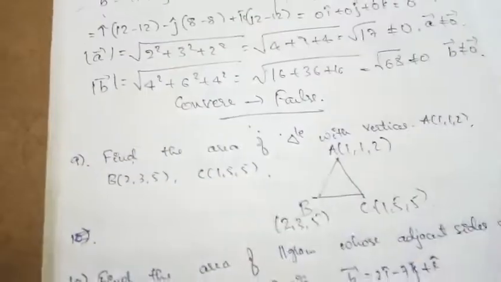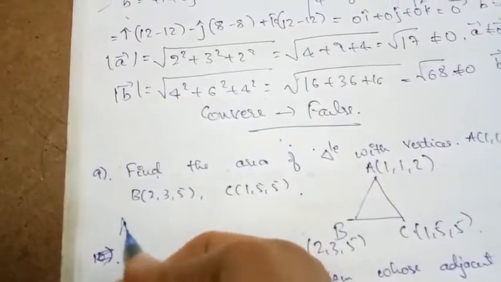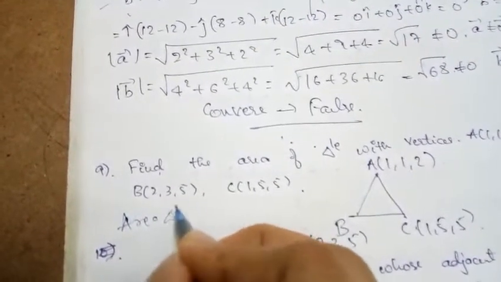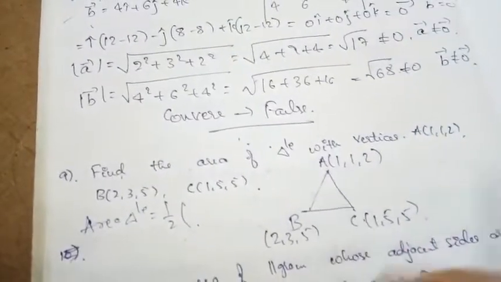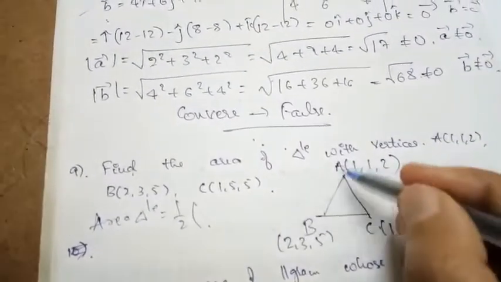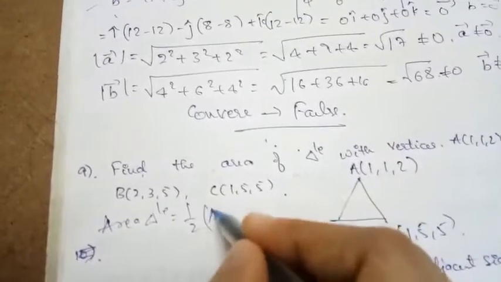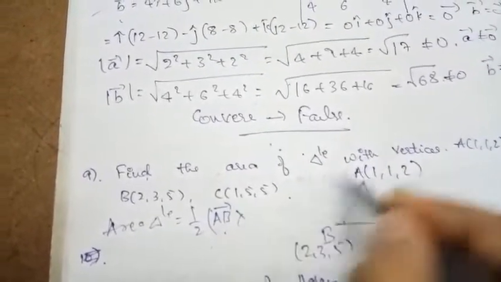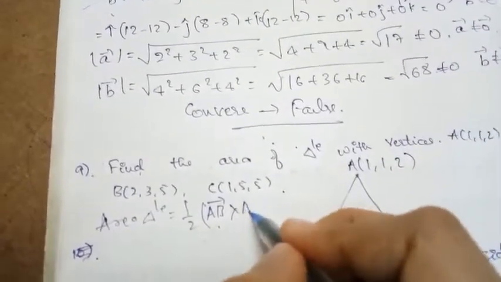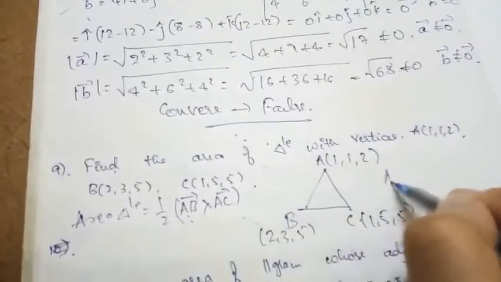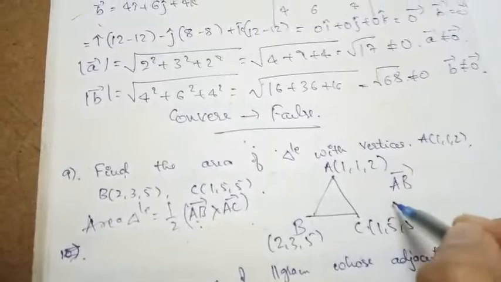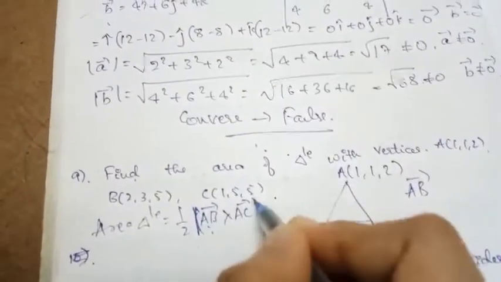So how can we find the area of a triangle? So area of a triangle is equal to half into the magnitude of the cross product of any two adjacent sides. You can consider any two. Suppose I consider vector AB cross vector AC, if I consider these two as adjacent sides, first find vector AB.